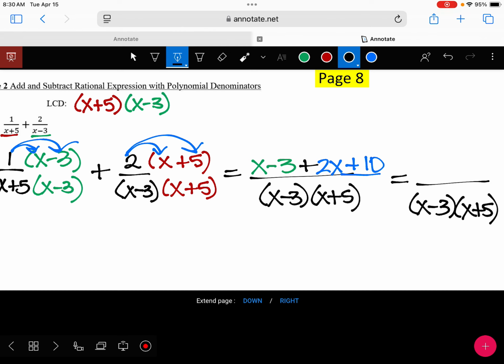All right, looking up here, do I have any like terms? Anything that I can add together? I have an x and a 2x. Do you agree that they're like terms? So this has an invisible 1. 1 plus 2 would be a 3.